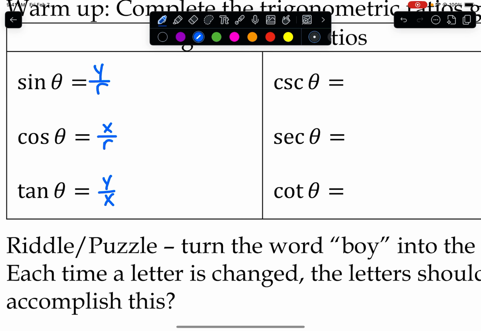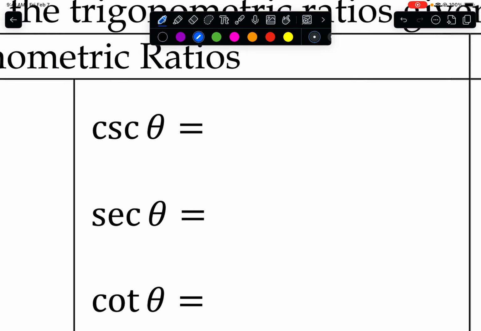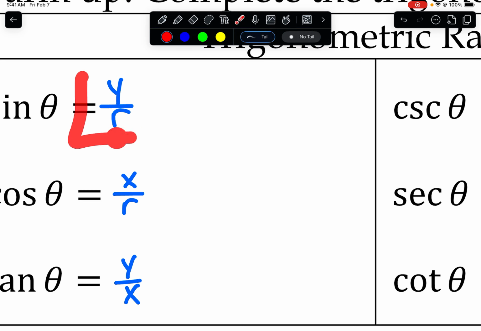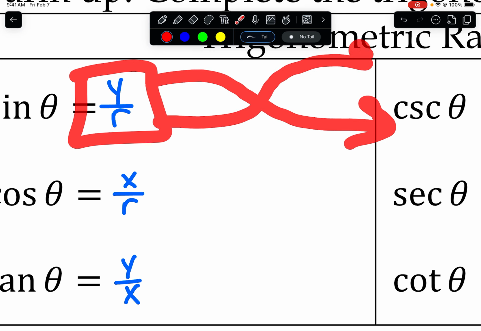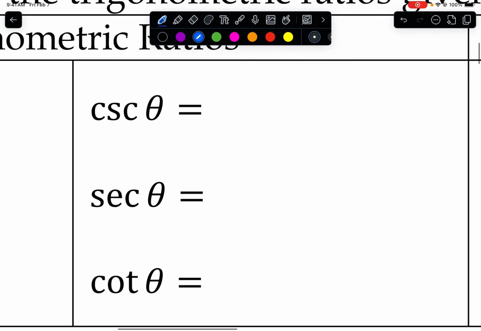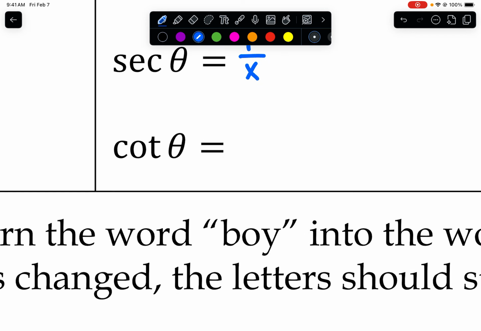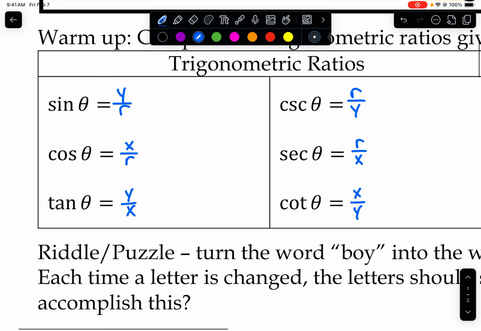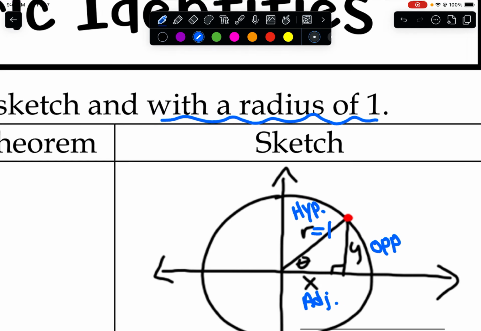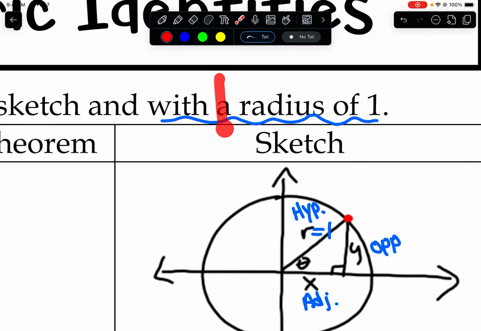Then if we move over to cosecant, secant, and cotangent, remember cosecant is your reciprocal of sine. So we're just going to take the ratios that we have on the left-hand side and flip them for the right-hand side. So for cosecant, this is going to be the hypotenuse over the opposite, so your r value over your y value. For secant, we're looking at the hypotenuse over the adjacent, which is your x value. And for cotangent, we're going to have the adjacent over the opposite. So this is just your general ratios based on that sketch, but now I want to fill in these same ratios based on a radius of 1.